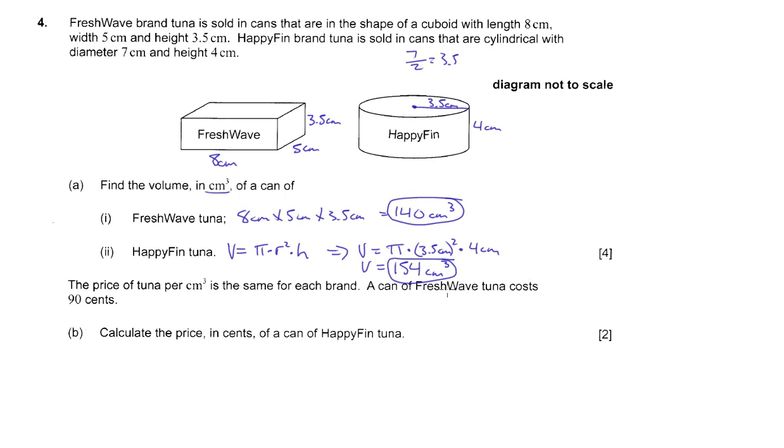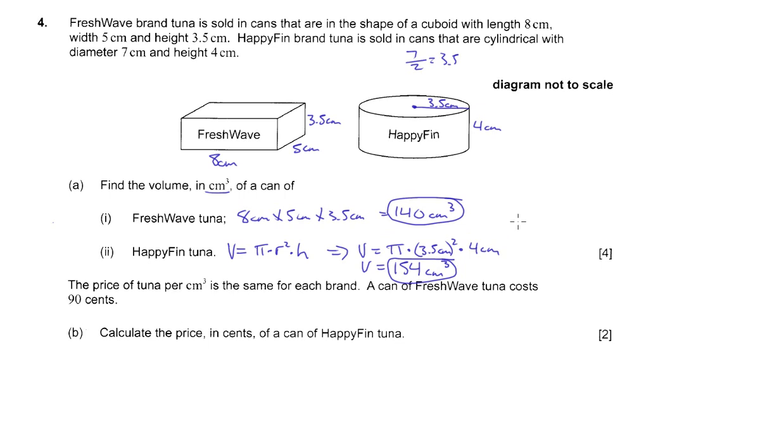Okay? The price of tuna per cubic centimeter is the same for each brand. Okay? A can of Fresh Wave tuna costs 90 cents. Calculate the price in cents of Happy Fin tuna. So in other words, it's going to cost the exact same per cubic centimeter. So this Happy Fin's got a little bit more tuna that's in this. So this one should cost a little bit more.